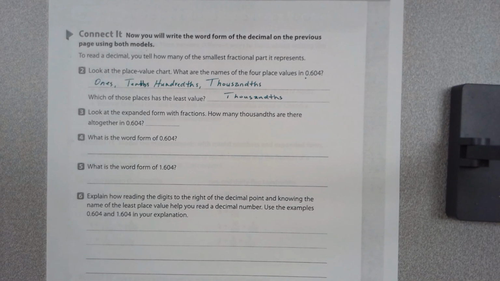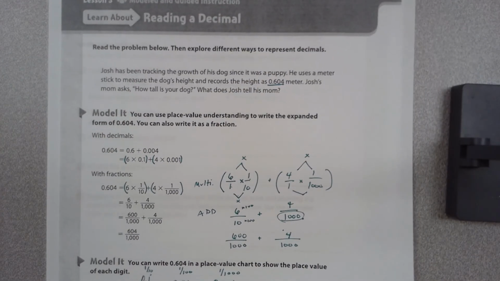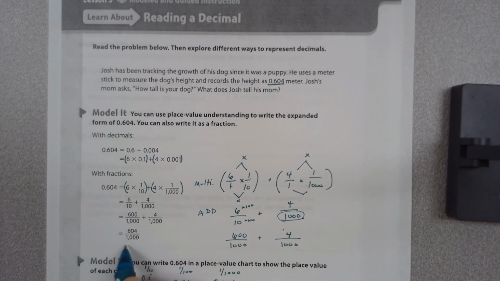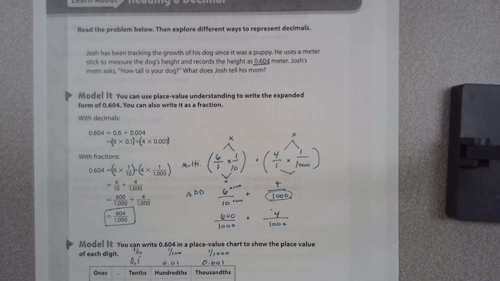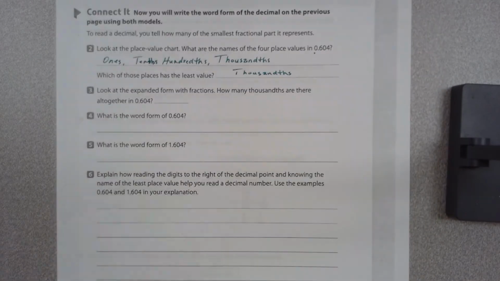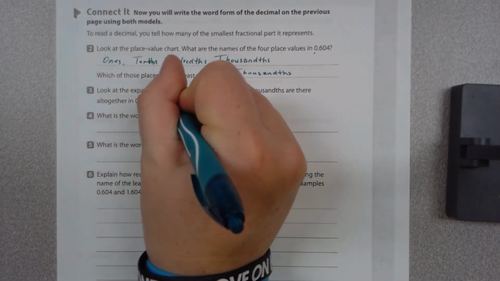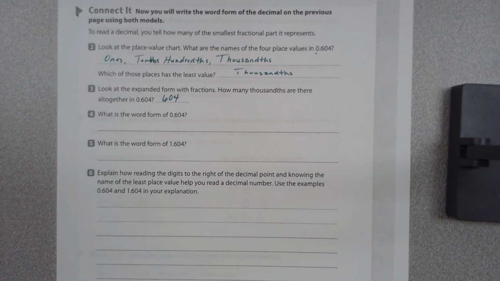Okay, look at the expanded form with fractions. How many thousandths are there altogether in 604 thousandths? Okay, fraction form. How many, I just went blank. How many thousandths are there here? What number is over 1,000? Correct, 604. So there are 604 in 604 thousandths. Okay.